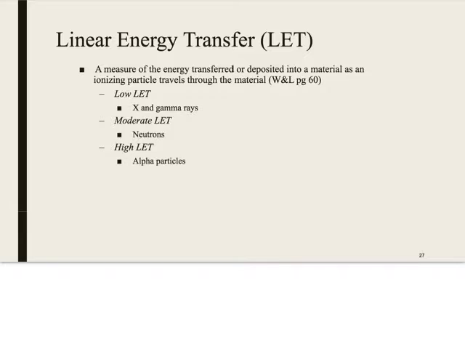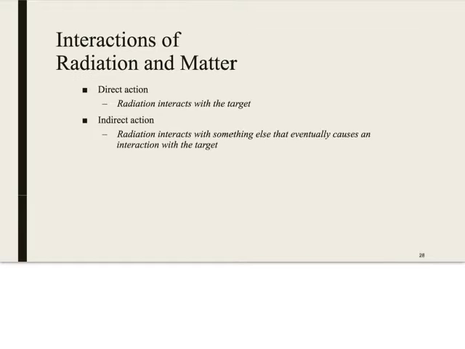When we're talking about the LET, we're talking about a way to quantify the way that these different types of radiation interact. And so low LET radiations include X-rays and low-energy gamma rays, right? They have a low linear energy transfer. Moderate LET would be things like neutrons. They can penetrate a certain amount of tissue, but then they stop. And then the high LET is things like alpha particles, okay? That's the highest LET type radiation that we would be talking about.